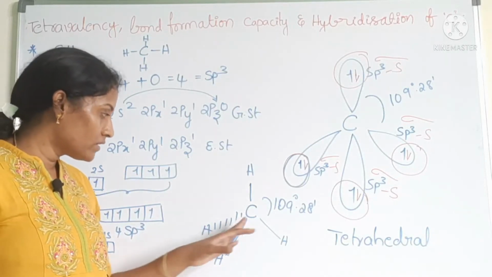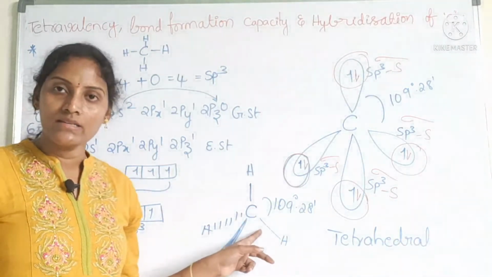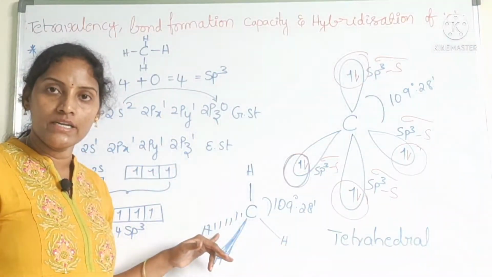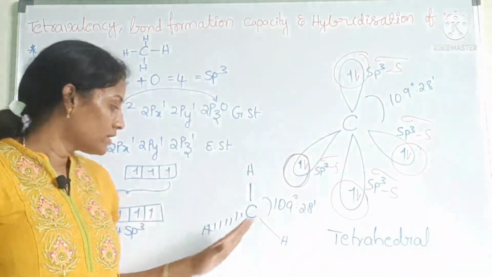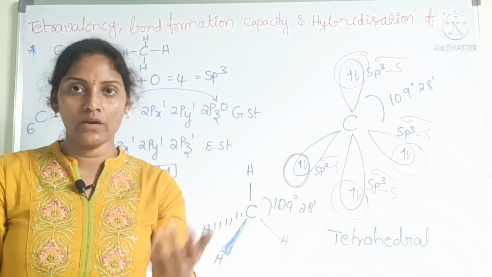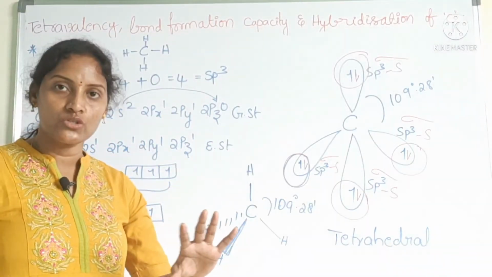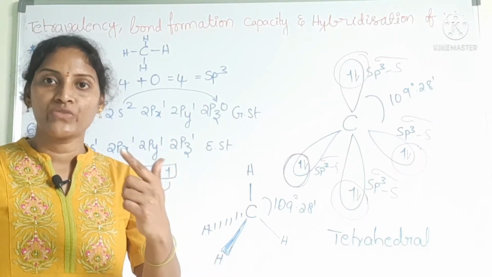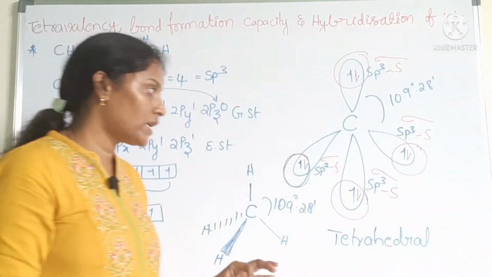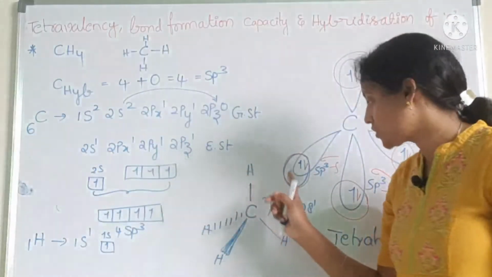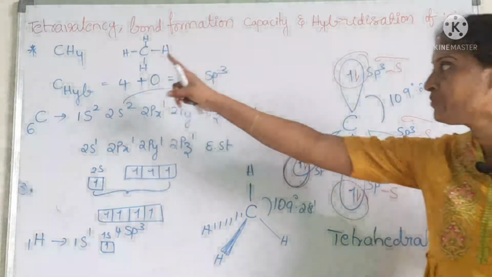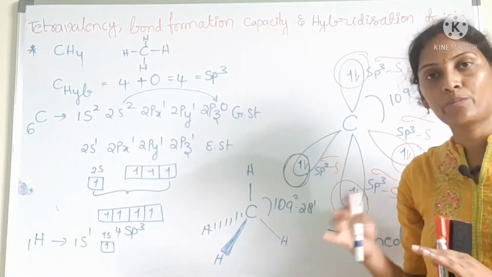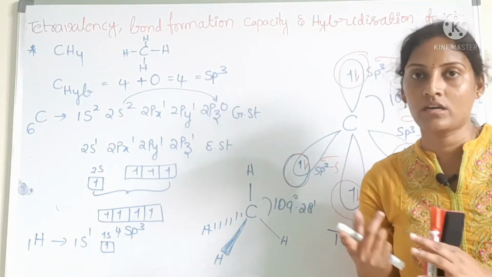See, in this structure, the normal lines indicate in the plane, and this dotted line indicates the back of the plane. Okay, this thick line indicates the front of the plane. That means out of 4 hydrogens, 2 are present in the plane, one present at the back of the plane and 1 present in front of the plane. This is about sp3 hybridization. By using electronic configuration and sp3 hybridization, this is how carbon can form 4 single covalent bonds. During this formation of single covalent bonds, carbon can fulfill its octet configuration in its outermost shell.